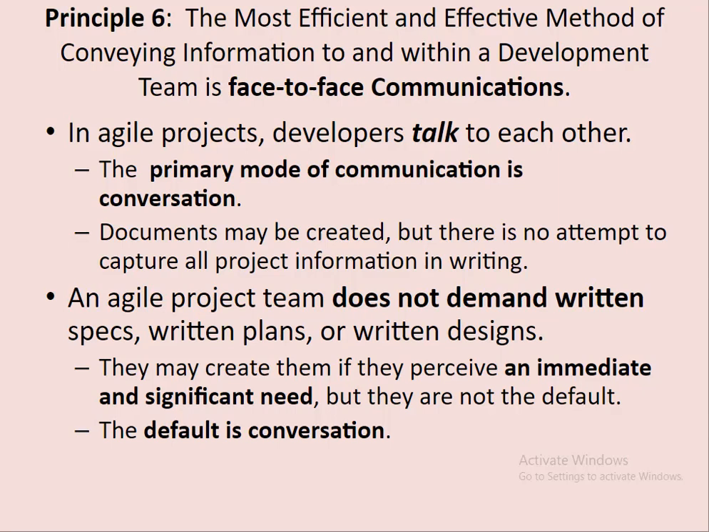In an Agile project, developers talk to each other. The primary mode of communication is conversation. Documents may be created, but there is no attempt to capture all project information in writing. We believe in it; it is the Agile Manifesto. We believe in working software instead of documentation, right? An Agile project team does not demand written specifications, written plans, or written designs. They may create them if they perceive an immediate and significant need, but they are not the default. The default is conversation.